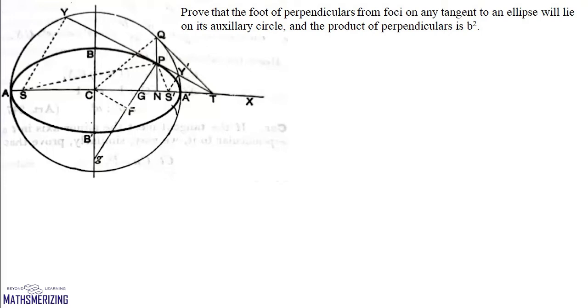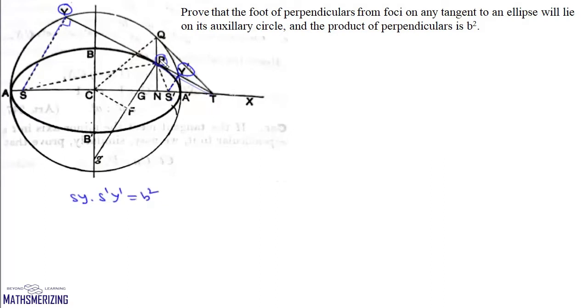Another important result in ellipse which we'll use while solving problems is if SY and S'Y' be perpendiculars from focus upon tangent at any point P on ellipse. So if we have any point P and then if we draw a tangent at this point P, then from the focus, if we draw perpendiculars on this tangent, which are SY and S'Y', then we need to prove that this Y and Y' lie on auxiliary circle, and also SY into S'Y' is equal to b square.